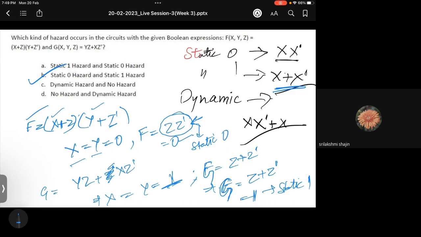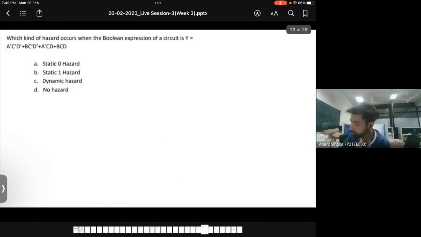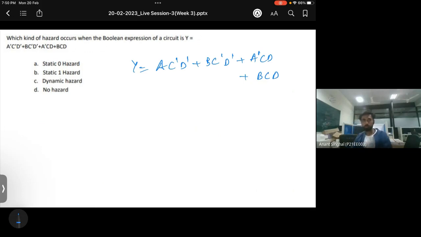Okay. So now try to solve this. So the expression is a c bar d bar, b c bar d bar. Try with any combination and see if you're getting any type of hazard in this.